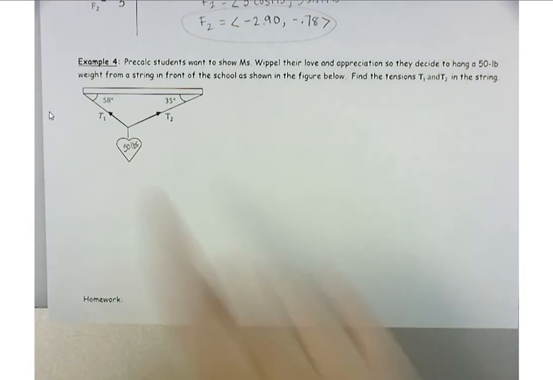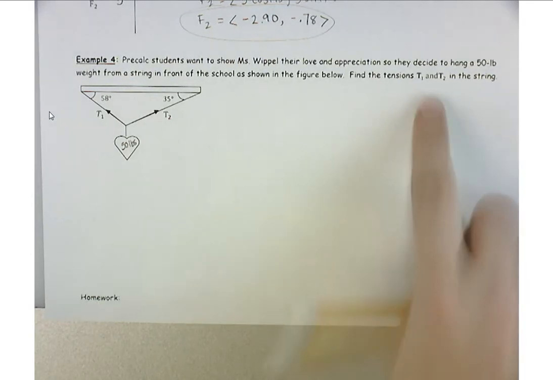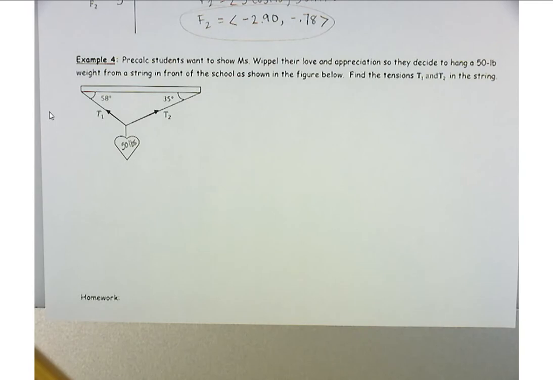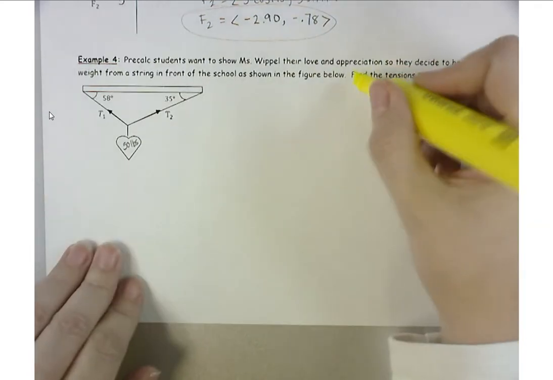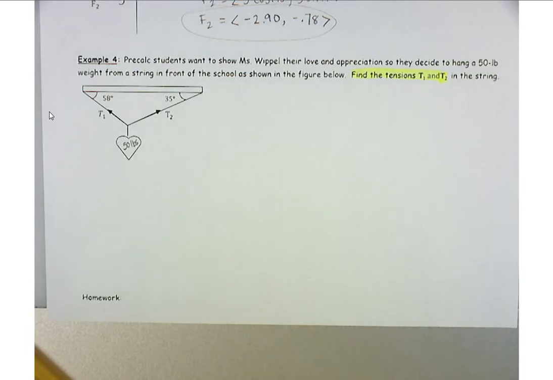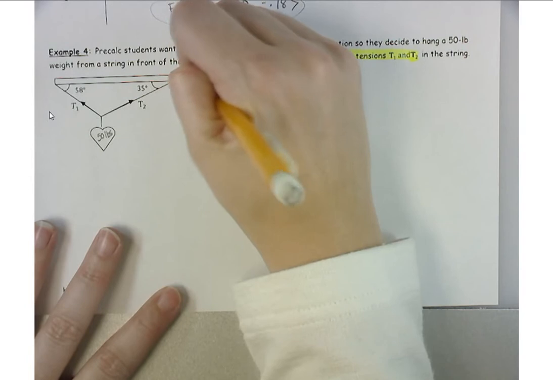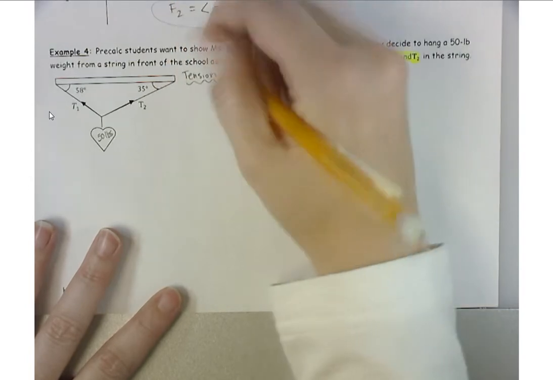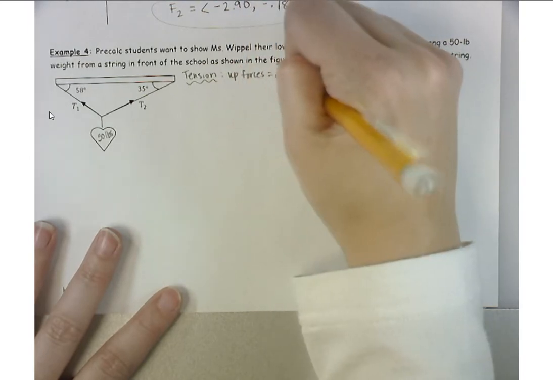Okay, and then it's in front of the school as shown in the figure below. So you're going to find the tensions T sub 1 and T sub 2 in the string. Now notice that T sub 1 and T sub 2 are vectors. So when you find those tensions, you are going to be writing your solution as a vector. Okay? So one of the first things we have to know about tension is that the up forces are going to equal the down forces. Okay? Think about what would happen if it didn't.